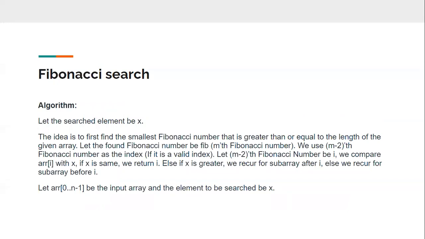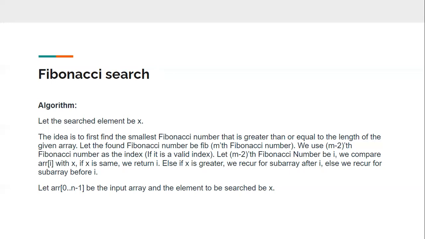Let the searched element be X. The idea is to find the smallest Fibonacci number that is greater than or equal to the length of the given array. Let the found Fibonacci number be fib, that is the mth Fibonacci number. We use the m minus 2th Fibonacci number as the index if it is a valid index. Let the m minus 2th Fibonacci number be I. We compare array of I with x. If x is the same, we return I. Else, if x is greater, we recur for the subarray after I. Else, we recur for the subarray before I.